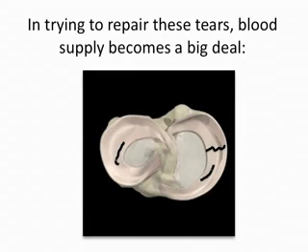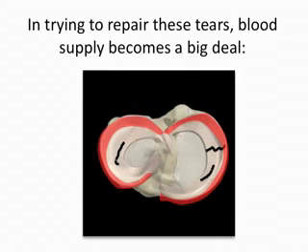In trying to repair these tears, blood supply becomes a very big deal. And I'm going to draw in the blood supply in red here. You can see the parts of the meniscus there that do in fact have a good blood supply. As you can see, it's really only the outside of the meniscus. So the tear there on the right that goes through the blood supply would only have a portion of that tear on the outside that would heal well. Now that creates a little bit of a problem because it means that if you have a meniscus tear on the inside, it's probably not going to heal.